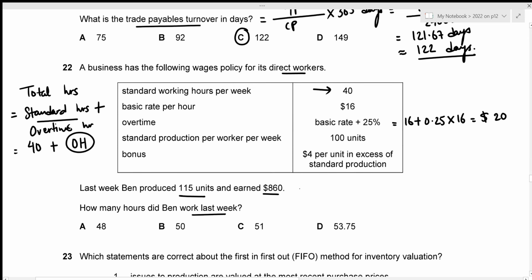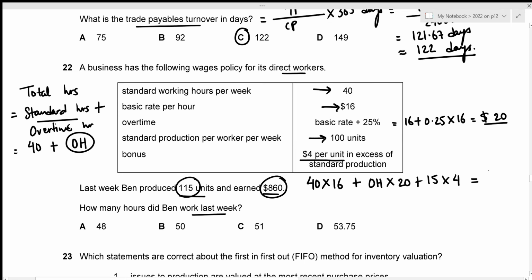All right, so what we can do is that we know that for 40 hours, Ben is going to receive the basic rate of 16. And then for the overtime hours that he worked, he's going to receive the overtime pay of 20 per hour. And then he also made units in excess of 100 units, right? So the extra units is 15 units. And for those 15 units, he's going to receive 4 per unit bonus. So that's 15 times 4. This is his total pay, which is equal to 860.